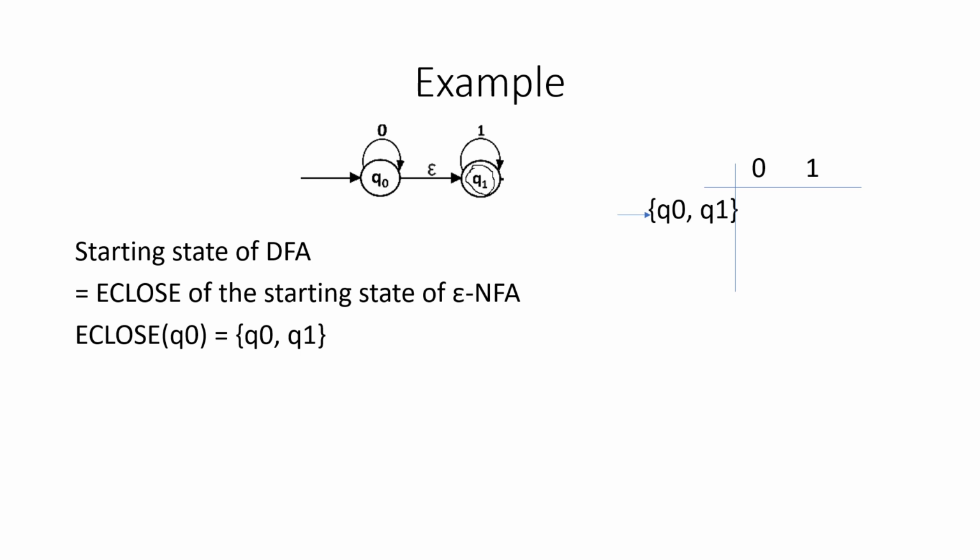This answer has to be considered as the starting state for this DFA. In NFA to DFA conversion, the starting state of NFA is taken as such for the starting state of DFA. But in case of epsilon NFA to DFA, you should not take it directly. Instead, you have to find E-close of the starting state of epsilon NFA, and that answer has to be taken as the starting state of DFA. Hence, we have done like this.